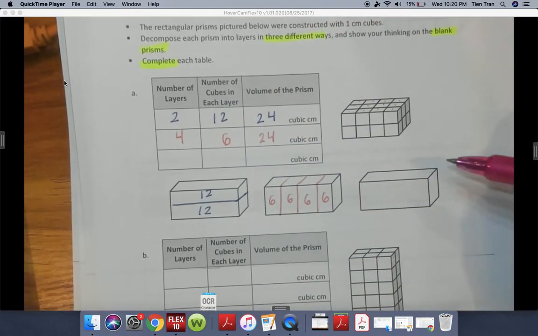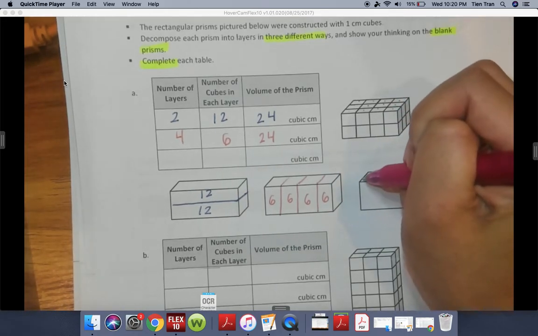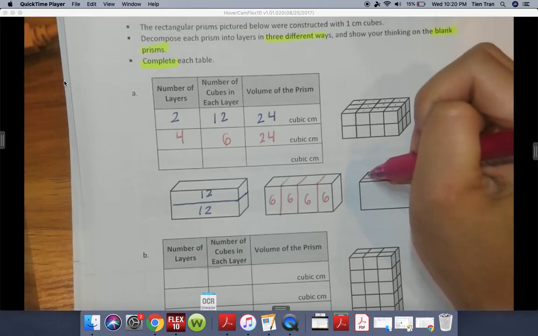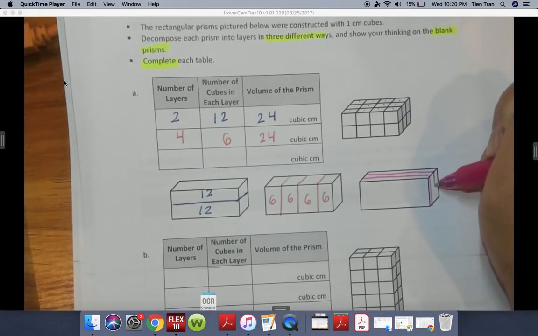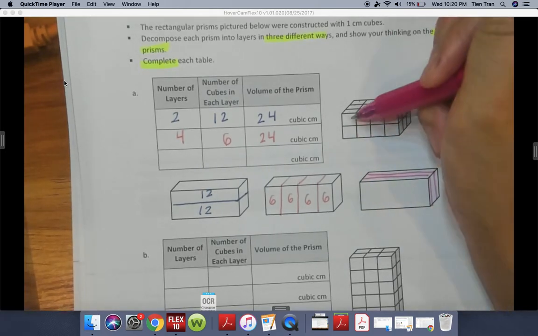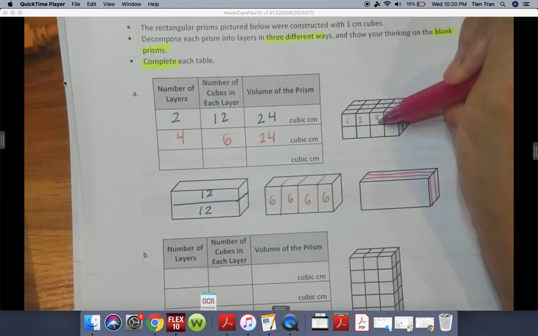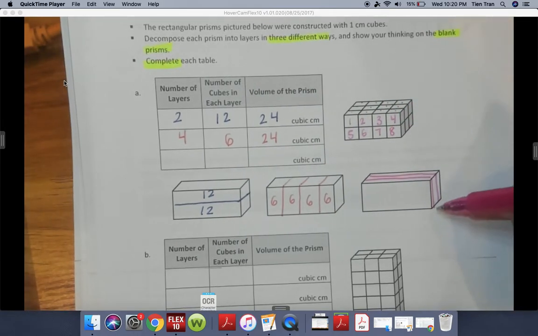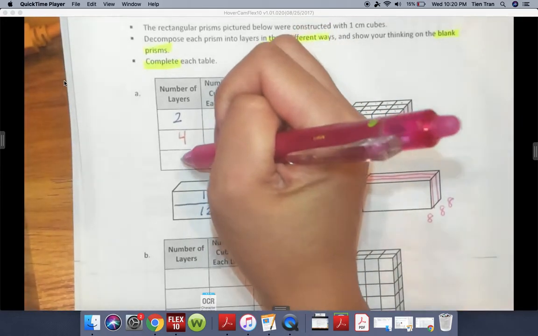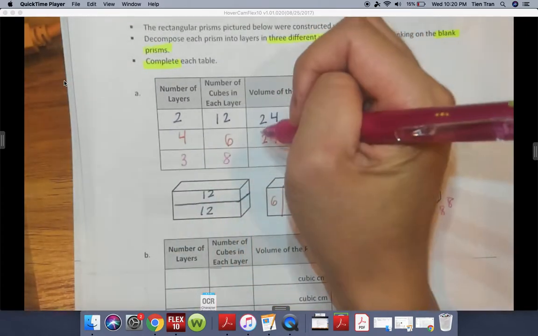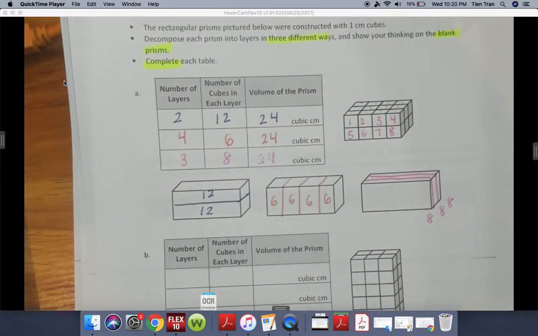Now, my last cube, I'm going to decide to slice it this way. Very hard to draw because the lines have to be very close together. And they're wondering in each layer how many is there. I can count with you. 1, 2, 3, 4, 5, 6, 7, 8. So if I slice it that way, there are 8 in each layer. So there are 3 number of layers and 8 cubes in each layer. 3 times 8 is equal to 24.